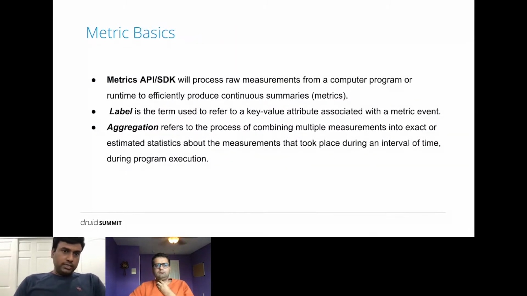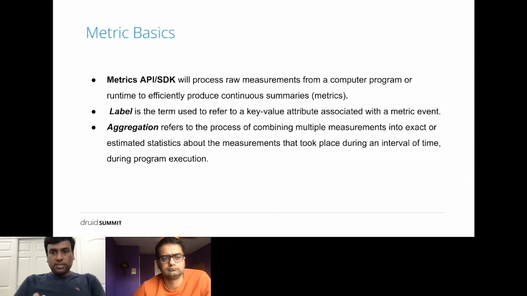A few more basics about metrics. OpenTelemetry provides a metric API and SDK, which allows you to reprocess the raw measurements and then extract a metric event out of it. The context is called a resource, and in the context you have something called labels or tags, which are key value pairs you're associating with. In the case of metrics, you're associating that with the metric event. Now, aggregation I did explain in terms of the different counters and observers, and how the raw measurements are combined into a metric event.